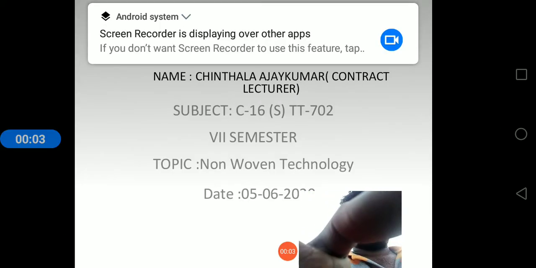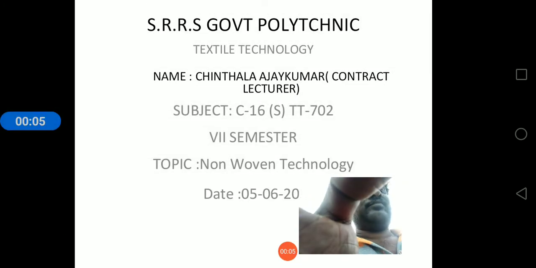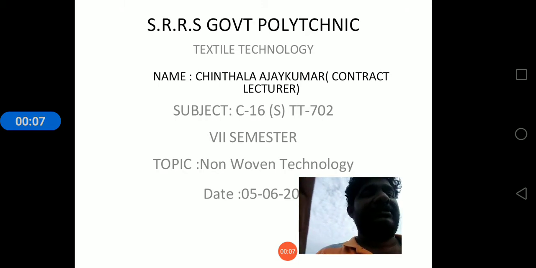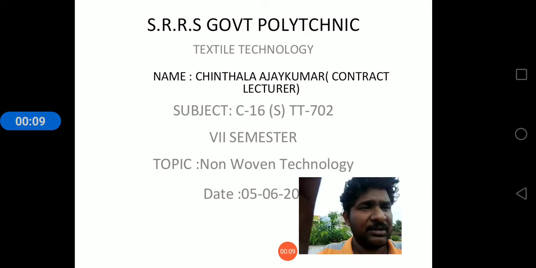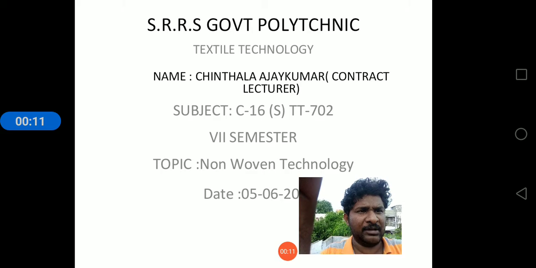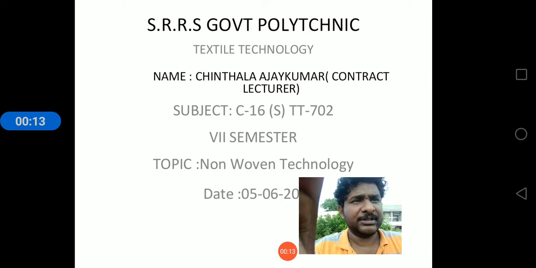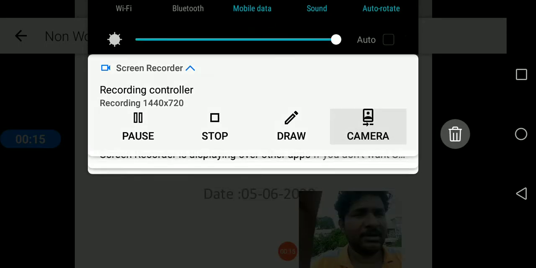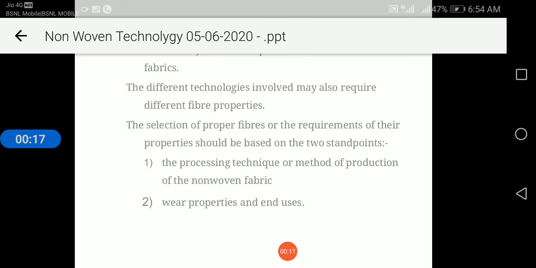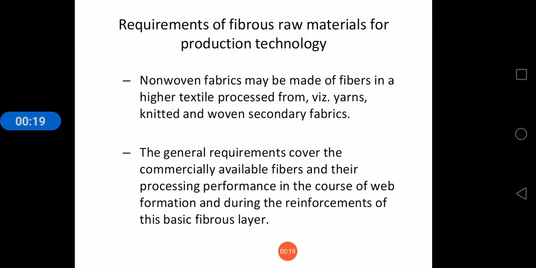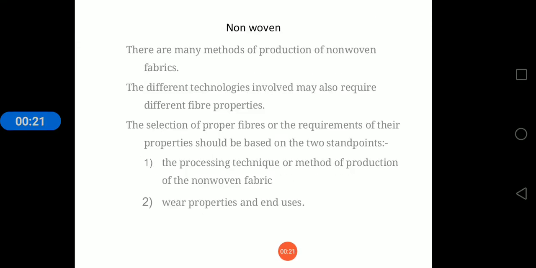Nonwoven means without weaving. Fabric is produced from fibers or filaments laid at an angle to one another, with different types of fibers and different methods of production of nonwoven fabrics. The different technologies involved may also require different fiber properties.